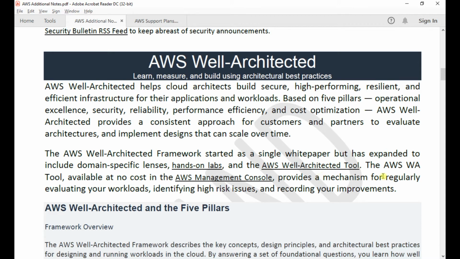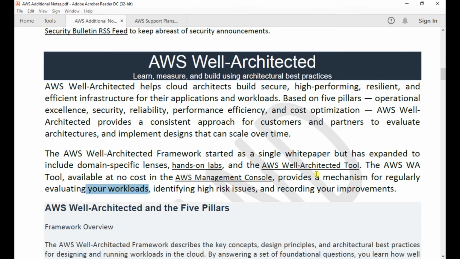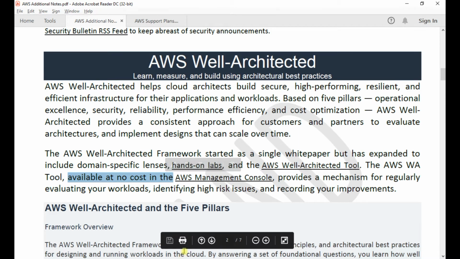So, the effective thing is to reduce risks, record your improvements, and evaluate your workloads, almost all the activities will be there. This Well-Architected Tool is available at no cost, but you have to do the work. The tool is available in the console. I will show you.